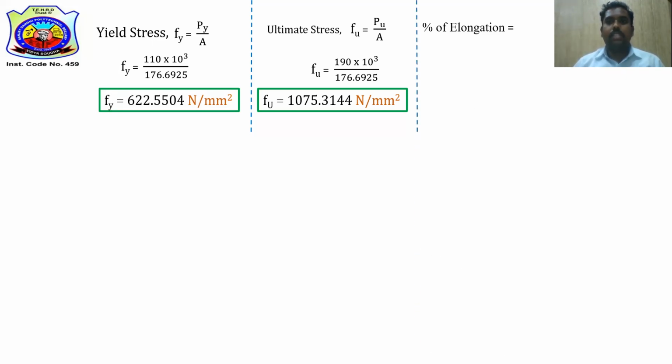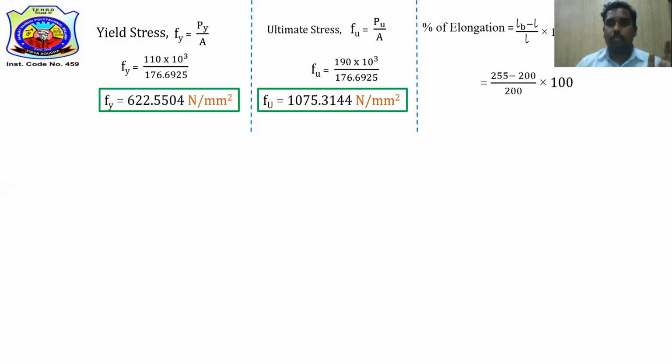Next, I need to find the percentage elongation. Students, there's one more formula for percentage elongation. The formula is (Lb minus L) divided by L, into 100, where Lb is the final length and L is the original, initial length. We know the final length and the initial length values.